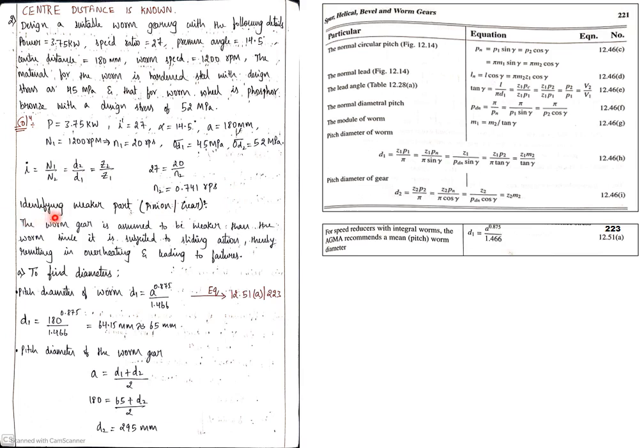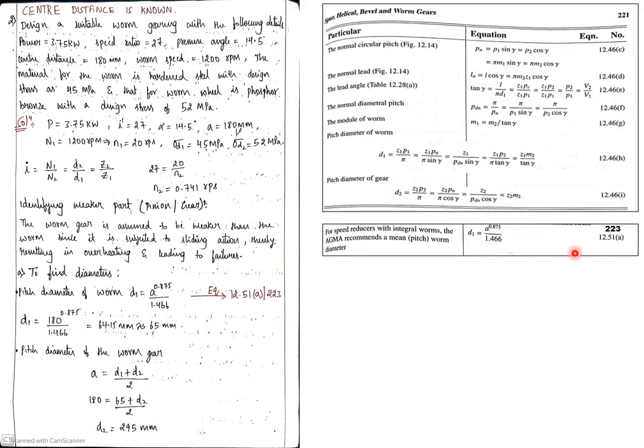The first step is identifying the weaker part. As we know, by default we have to assume the worm gear to be the weaker section. Next, to find the diameter, as I told you in the design procedure, if the center distance is known, you can directly use this formula for the pitch circle diameter of the worm.